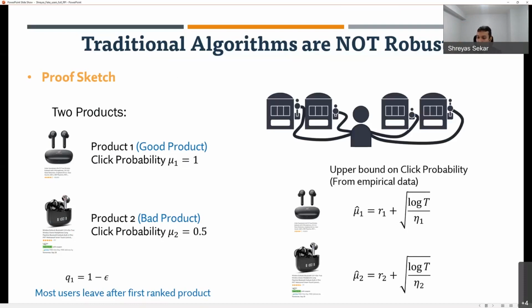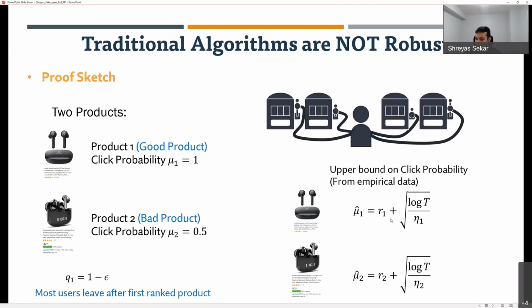So in particular, these bandit algorithms maintain the click probabilities of different products at every point in time. And in particular, they maintain an upper bound on the click probability. So how that works is that for each of these two products, I'm going to maintain a number that's mu1 hat. That's going to be the empirical click probability of the product, R1, plus some confidence interval that's log t divided by eta 1.